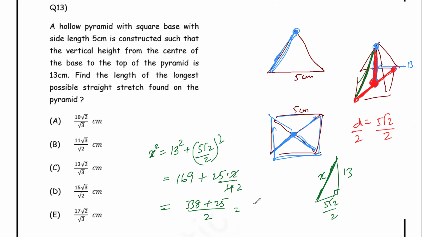So that is 363 upon 2. Right. So 363, they are multiples of 3. So 3 into 121. And remember, it's x square. This whole thing is x square. And therefore, x is what? x is root 3 over root 2 into 11. So B is my answer.